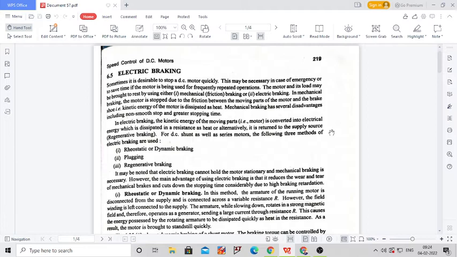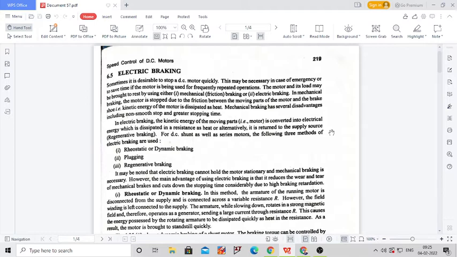Under this particular case, whatever kinetic energy is there in the rotating object is dissipated as heat. There is a conversion of energy, because we know that energy can neither be created nor destroyed. It can only be converted from one form to another. So the kinetic energy stored in that rotating object is dissipated in the form of heat, and we achieve braking for the rotating object with the mechanical braking technique.